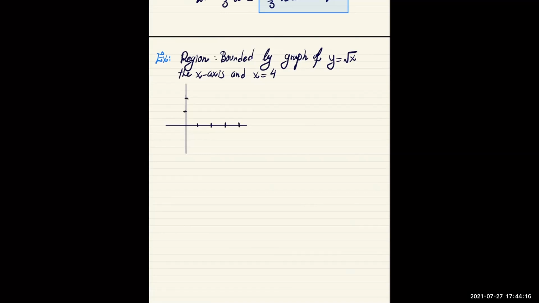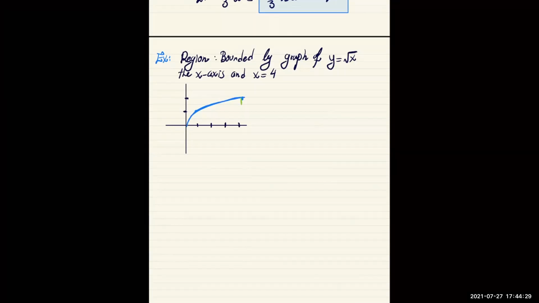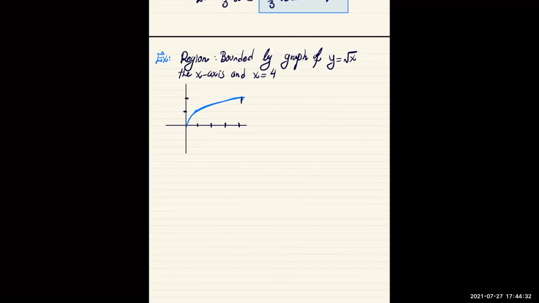Okay, so square root of 4 is 2. Square root of 1 is 1. Here's a graph of the square root. And then x equal to 4 is this line right here. It's a vertical line. I'm just gonna make it dashed. And the x-axis is right there. So we have our region. That's our region. We are not finding area, guys. We are finding the volume.